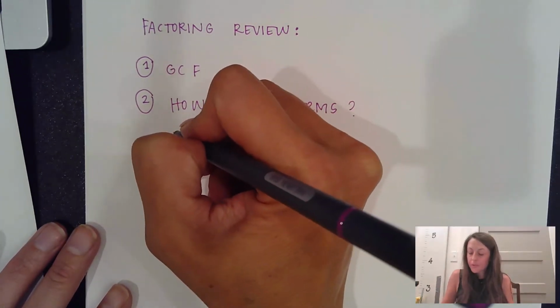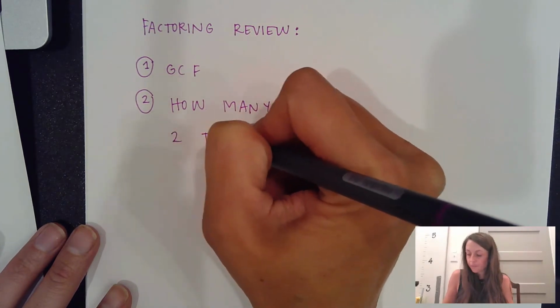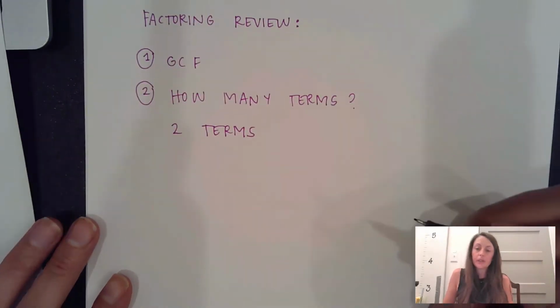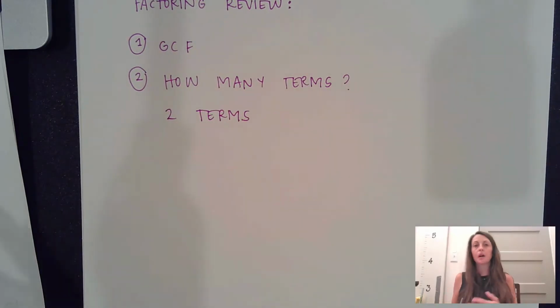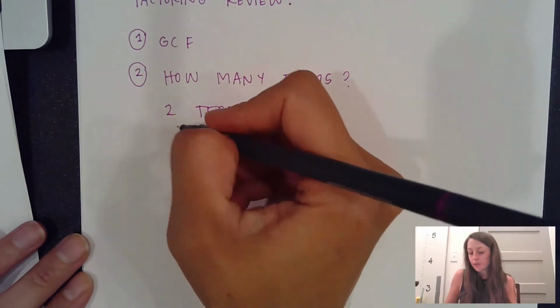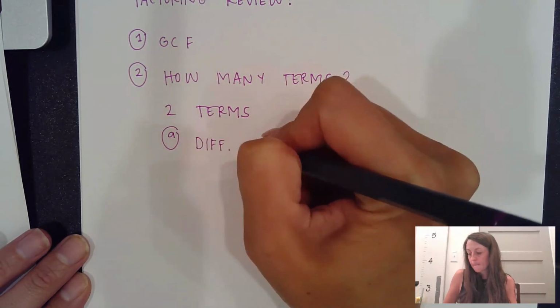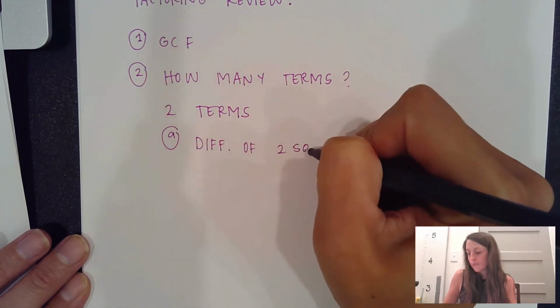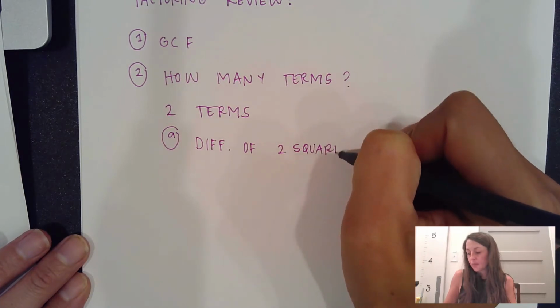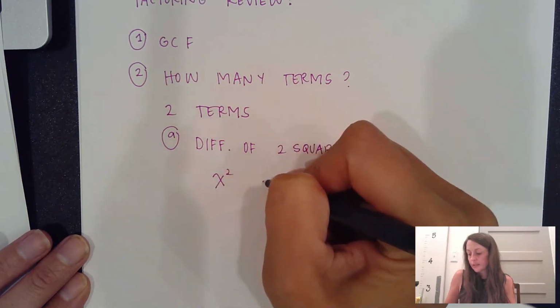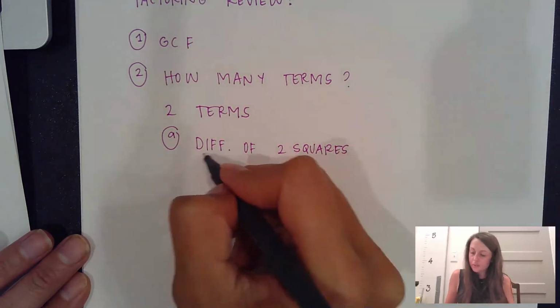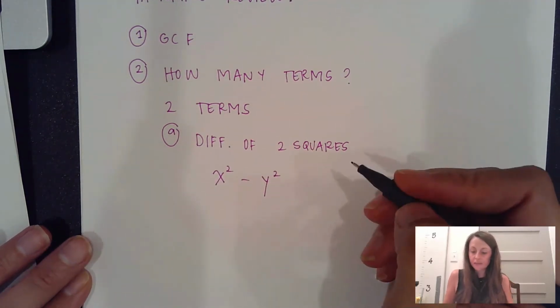So if there are two terms, we have some rules for two terms. Two terms come from binomials multiplied together, or a binomial times a trinomial multiplied together. So the first one is going to be the difference of squares. What that means is that the first term is a perfect square and the second term is a perfect square, and what's in between there is a minus sign, a difference sign.